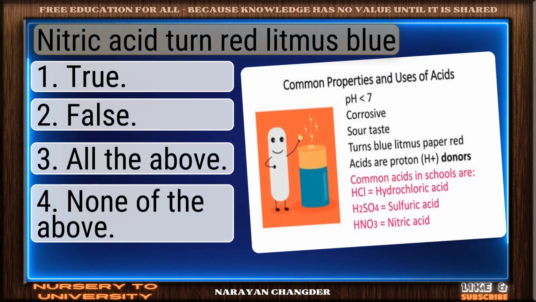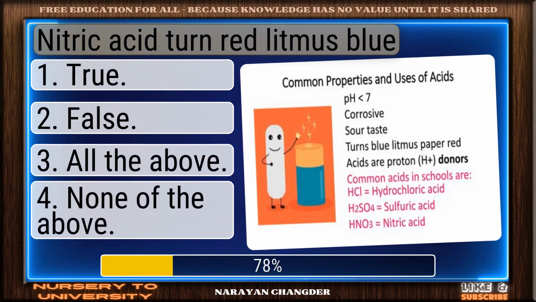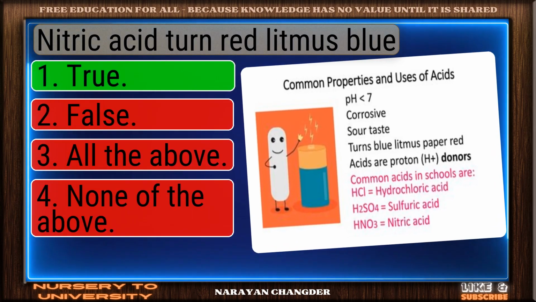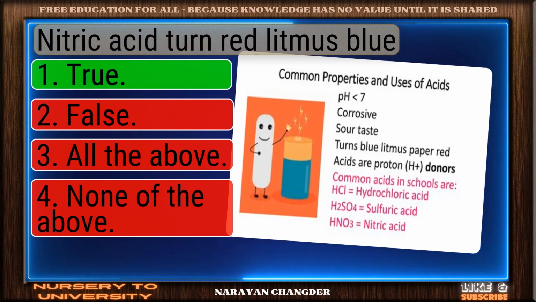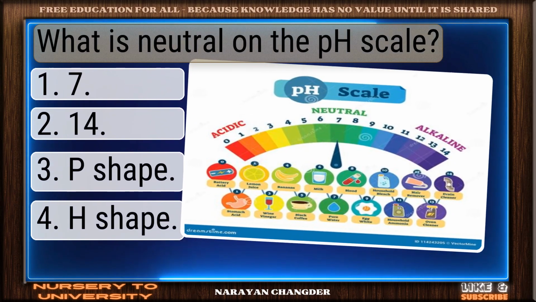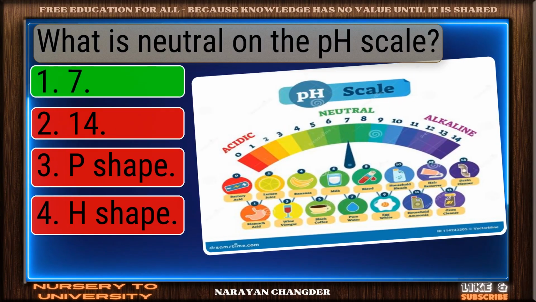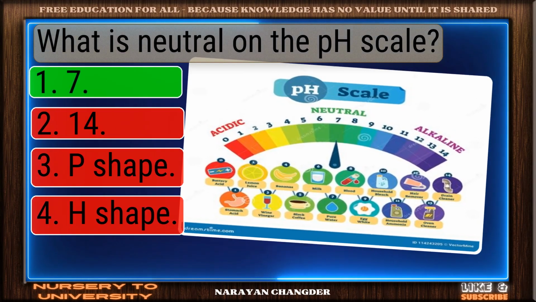Question number 121. Nitric acid turns red litmus blue. Solid response. True is a valid choice. Question number 122. What is neutral on the pH scale? Good job. Your answer 7 works well here.